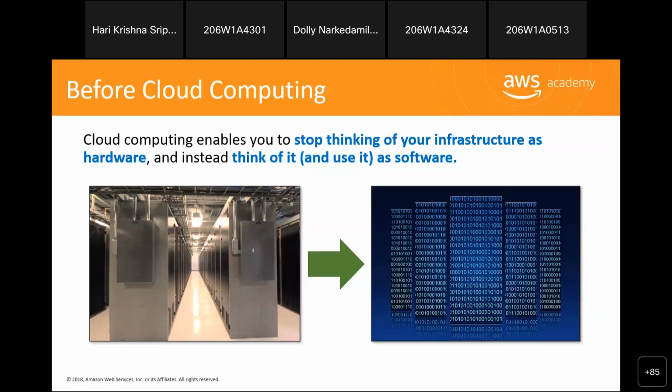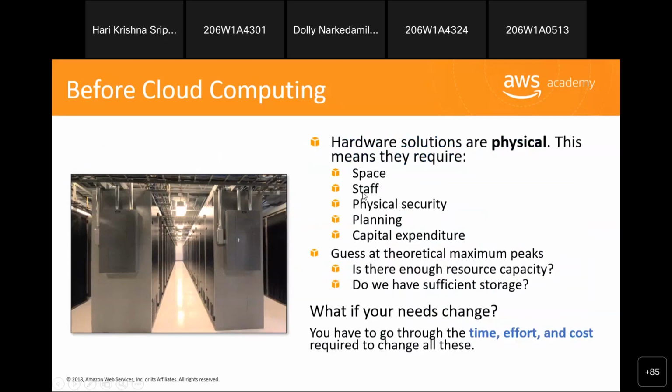So moving forward, I think we have already discussed this just before coming to this. Hardware solutions are physical. This means they require space. I think we already noted these points. So we need space for maintaining our on-premise server. Similarly, we need staff, as we have already discussed. We need one administrator. Similarly, we have understood that we need physical security.